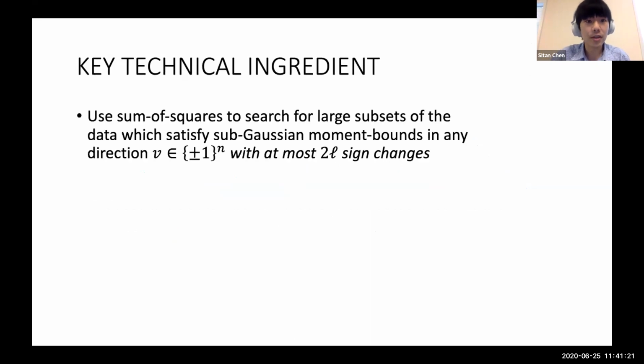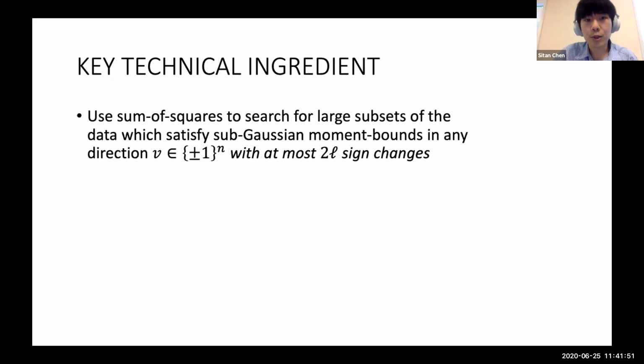Okay, so let me just say a few words about the techniques. As with all the existing works on robust statistics, the basic idea is to search for a large subset of the data that satisfies certain sub-Gaussian moment bounds. But the key twist in our setting is that we need to do this not in every direction, but only in directions with a bounded number of sign changes. The point is that the number of such vectors is a very small fraction of the Boolean hypercube, which is what we need in order to get our sample complexity savings.